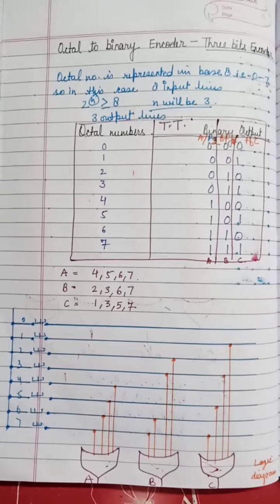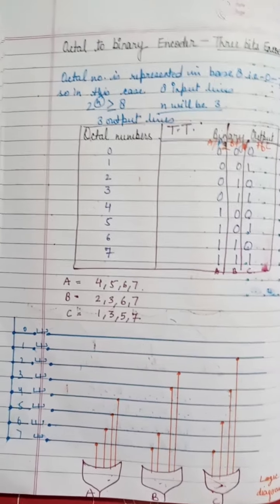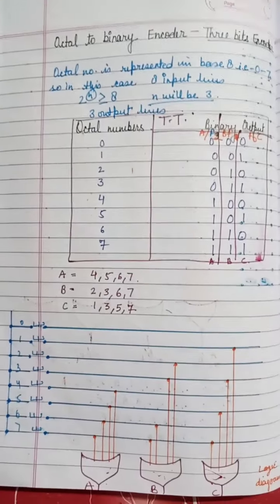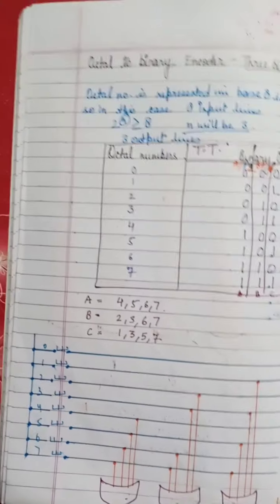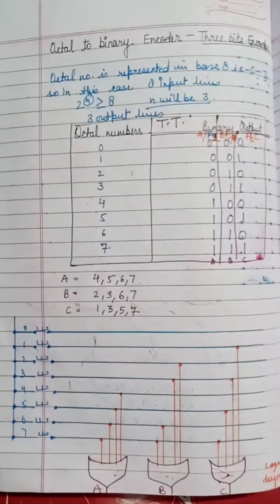Okay, with the help of the truth table, or you can make the logic circuit diagrams directly also. Whatever method you feel comfortable with, whichever method is easy for you.